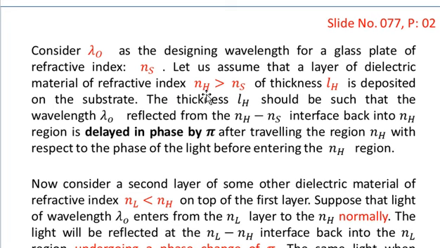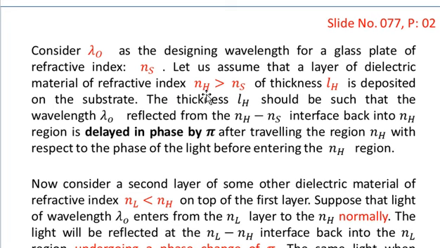The same light when reflected from the NH-NS interface will be reflected back into the NH without undergoing any phase change, because the material NS has a lower refractive index in comparison with the NH material. So at the NH and NS interface, due to this boundary, the light will not undergo any phase change.